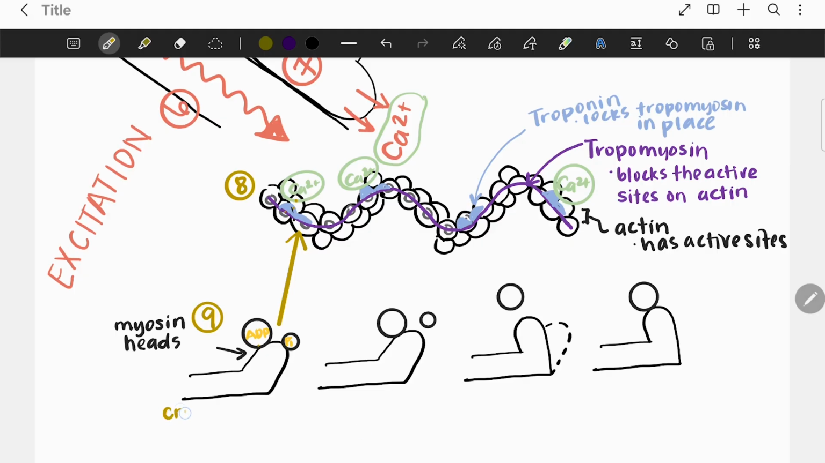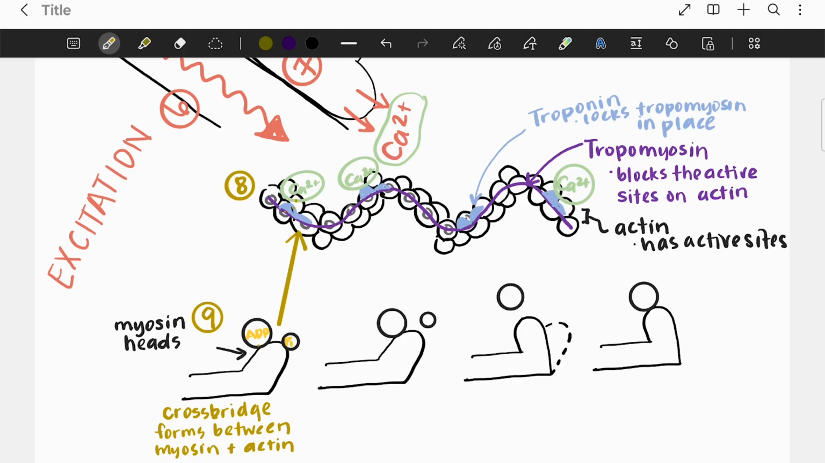So the cross bridge forms between myosin and actin, okay? So as soon as the active site opens up, that myosin head is sitting there cocked and ready to go. It's got that ADP and that inorganic phosphate on it. It's ready. It's just waiting until that active site opens up. That's all it's doing all day. As soon as that active site opens up, it's like shoop, and it locks right in, okay?